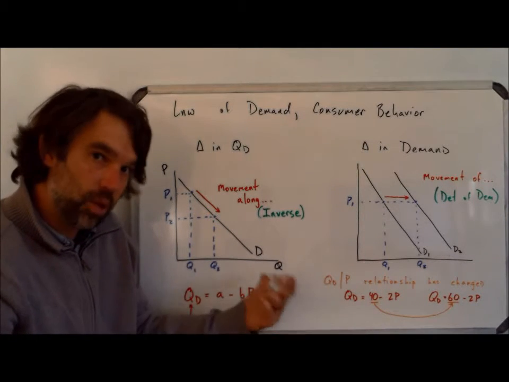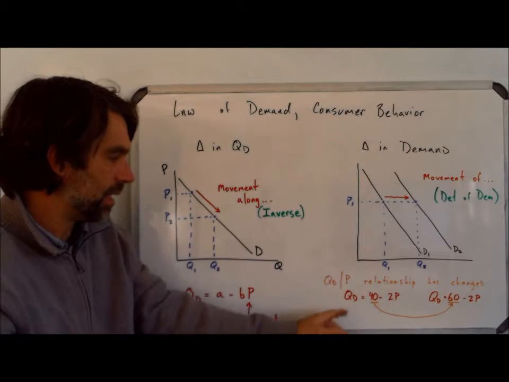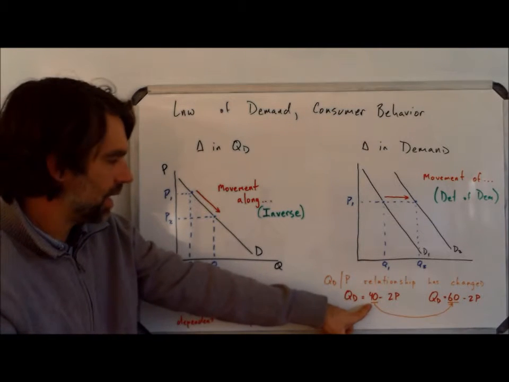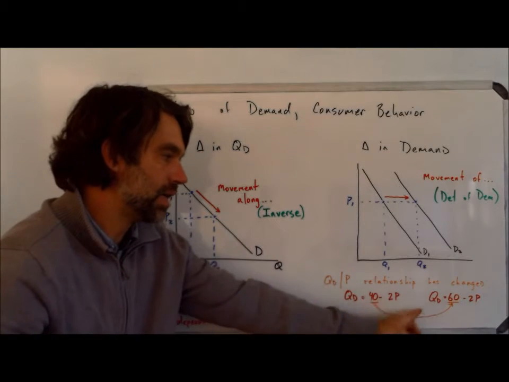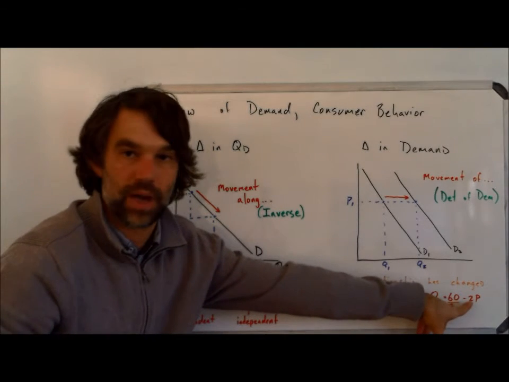So, again for HL, what that might look like in the formula is that the A variable has gone from QD equals 40 minus 2P, it's increased to QD equals 60 minus 2P.